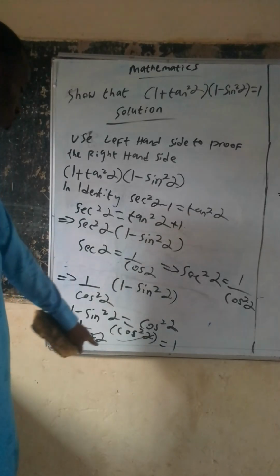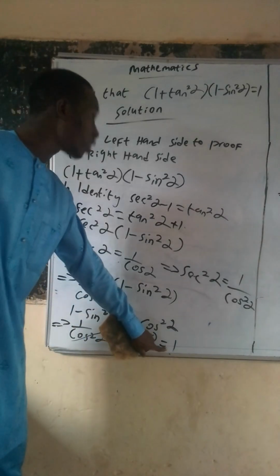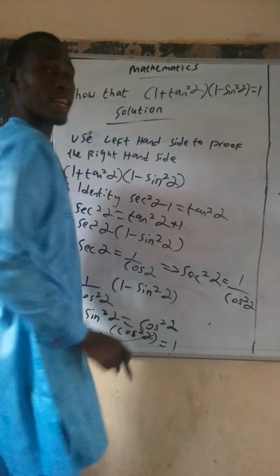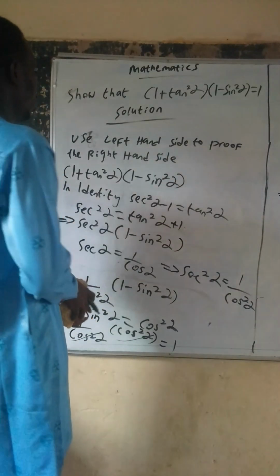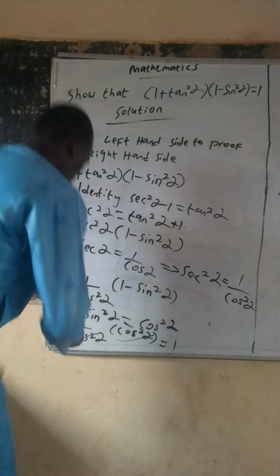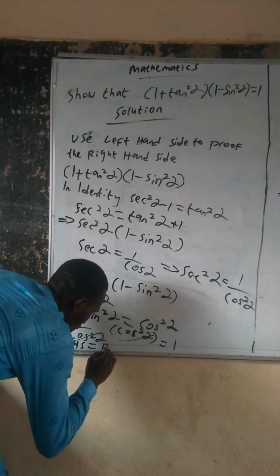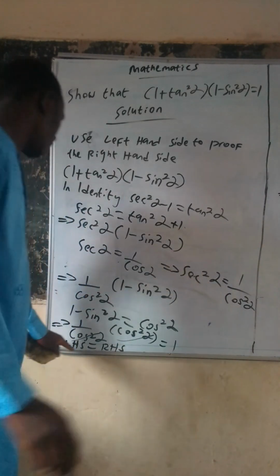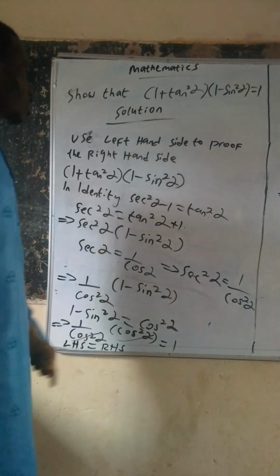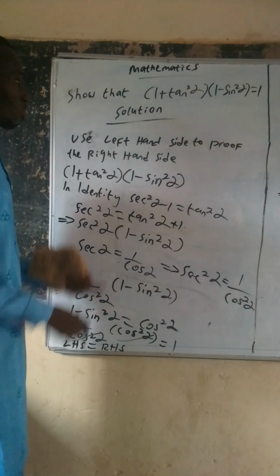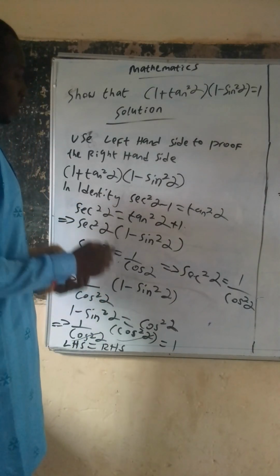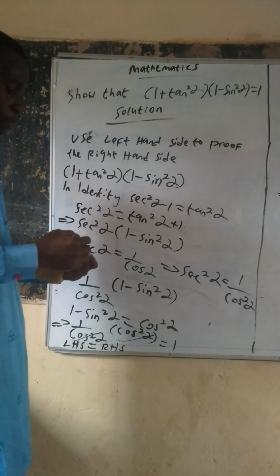So this is the left hand side. We have proved the left hand side is equal to 1. And here, the right hand side is also equal to 1. So the left hand side is equal to the right hand side, LHS equals RHS. So we have proved it. So this is the final answer to this given problem.